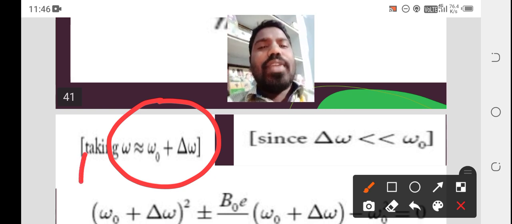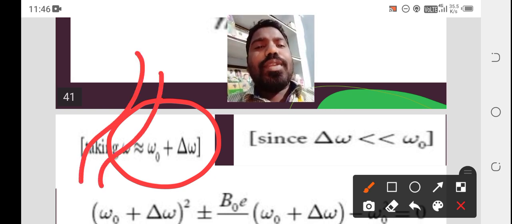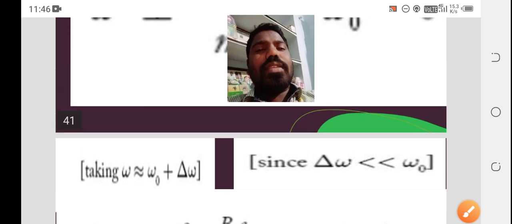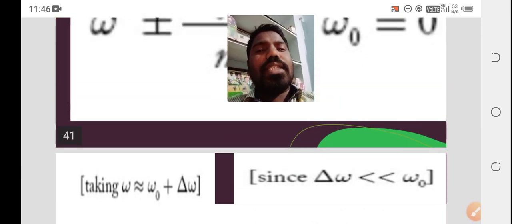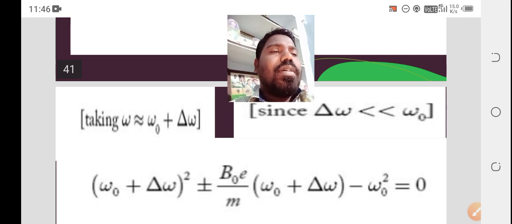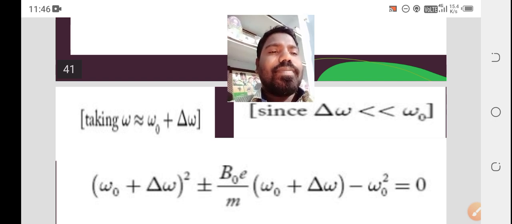So here the frequency is changing. It may be increasing or decreasing, because in that particular condition we are taking the changing of the frequency. That is the reason that in the place of omega naught, omega naught plus del omega is replaced. After that, delta omega and delta omega square both will be neglected.